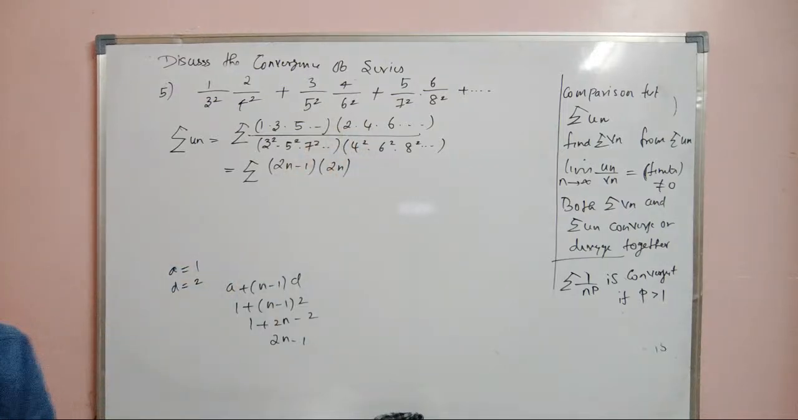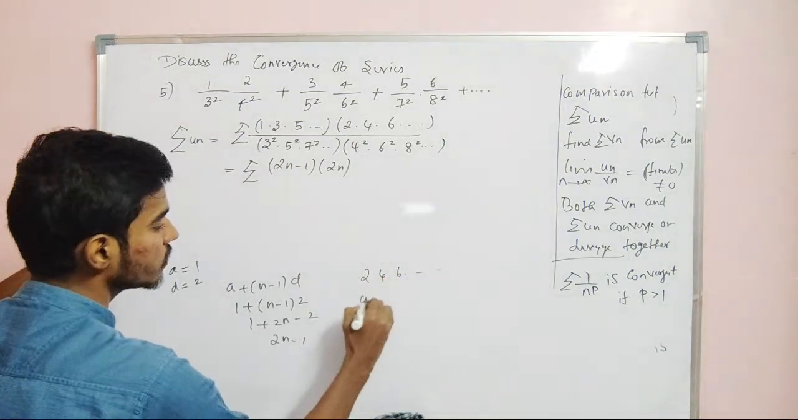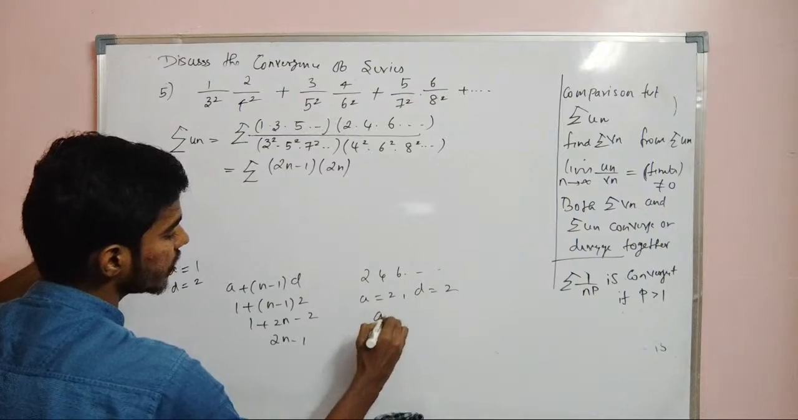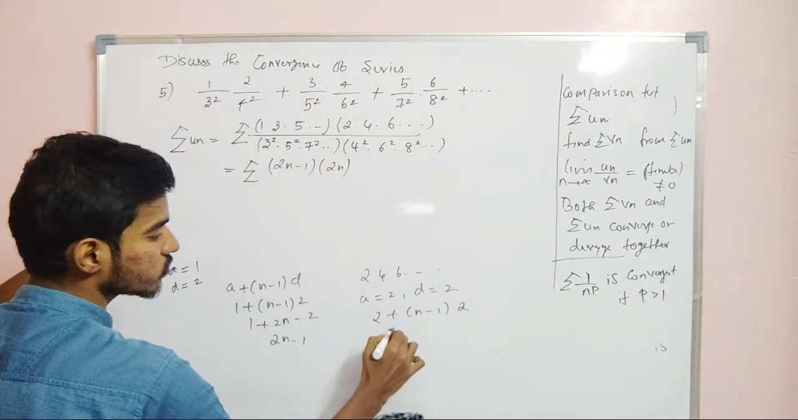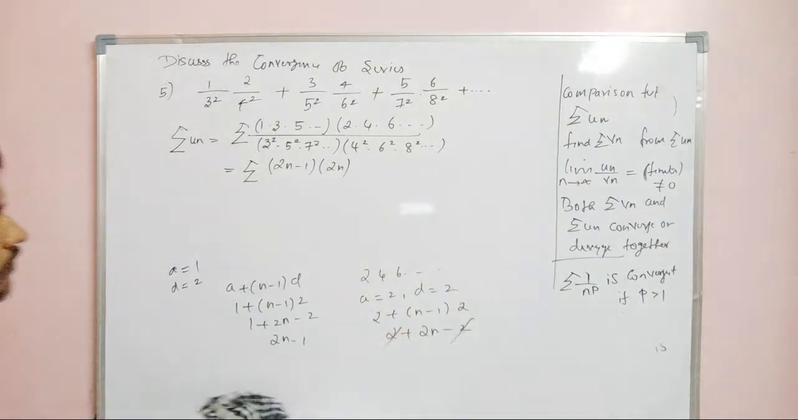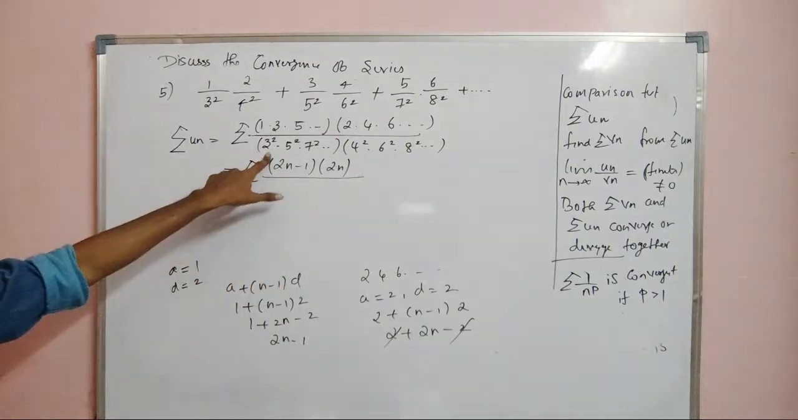If n is equal to 3, it is 3. Or else we can also use the formula. So 2, 4, 6, and so on. So a is equal to 2, and d is also equal to 2. So a plus (n minus 1)d. This will be 2 plus (n minus 1)2. So 2 plus 2n minus 2. So 2 will get cancelled. So we will have 2n, divided by, we have square overall here.